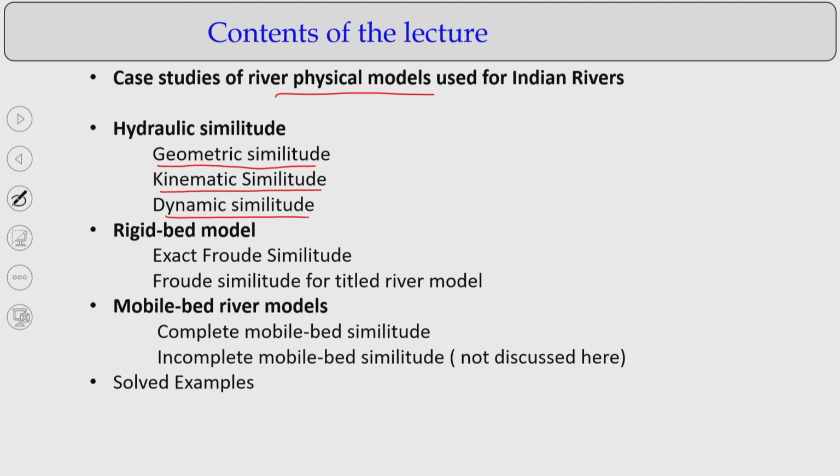Here we talk about 2 types of models: rigid bed models and mobile bed river models. In one case, sediment transport is dominant, and we can have rigid bed models where the sedimentary process is not that dominant. In that case we can use rigid bed models. We can divide these into 2 parts: one is exact Froude similitude, another is tilted river models. Similarly, the mobile bed models will be complete or incomplete models. I am not discussing much detail on incomplete models; we will just discuss complete mobile bed similitude.